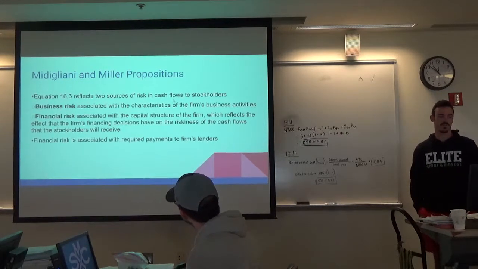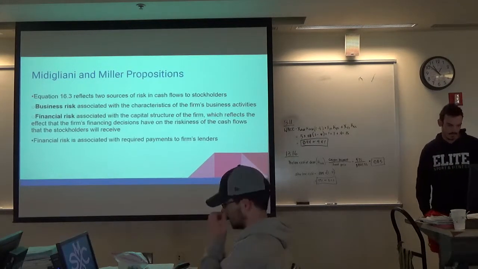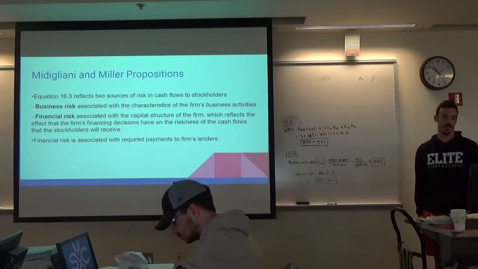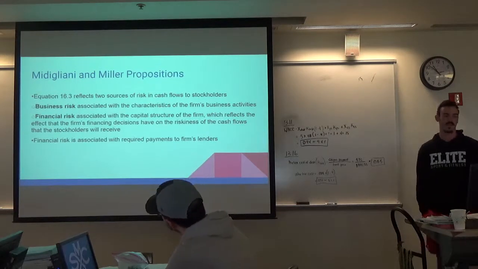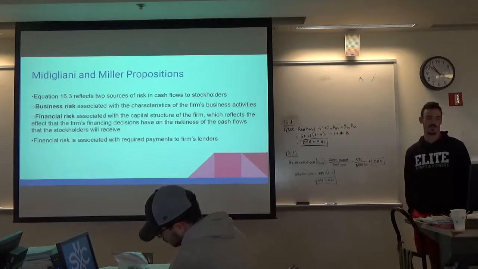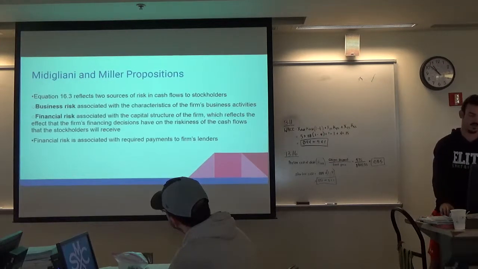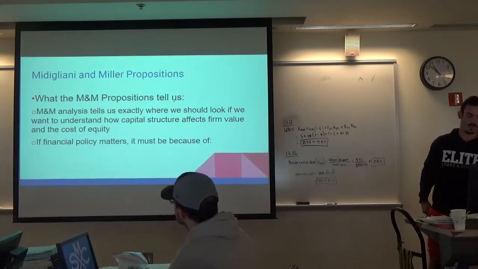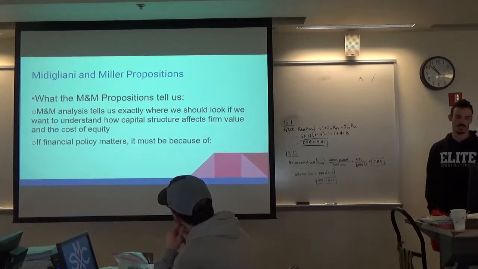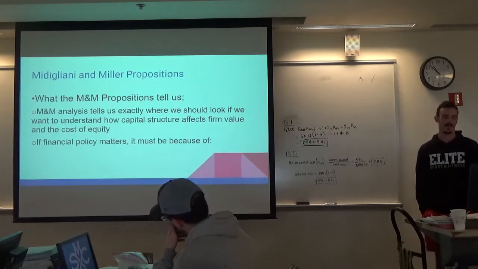Business risk is associated with the characteristics of the firm's business activities. Financial risk is associated with capital structure of the firm, which reflects the effect that the firm's financing decisions have on the riskiness of the cash flows that the stockholders will receive, and it's associated with required payments to firm lenders. The M&M propositions tell us exactly where we should look if we want to understand how capital structure affects firm value and the cost of equity.